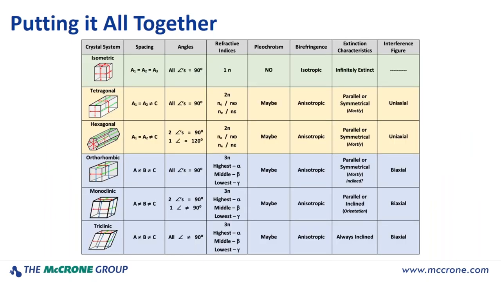Here you see my table complete, and you can see how each of these, the morphology, the refractive index, the birefringence, the extinction, and the interference figures, are all adding a piece to the puzzle, making those little individual pieces, which don't make much sense. When we combine them, I get the entire picture.